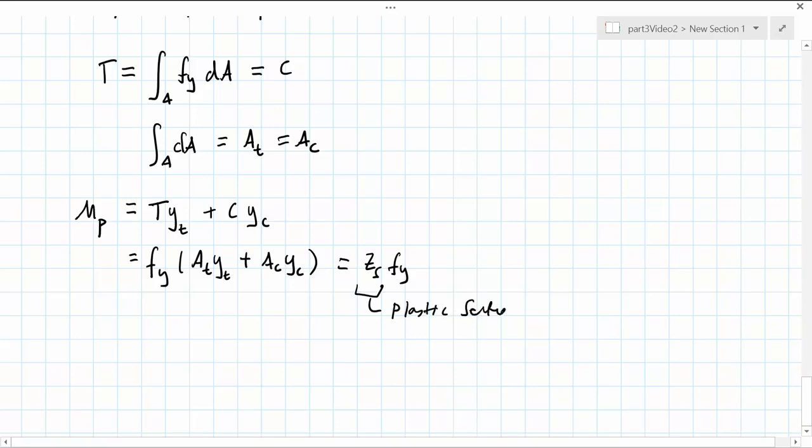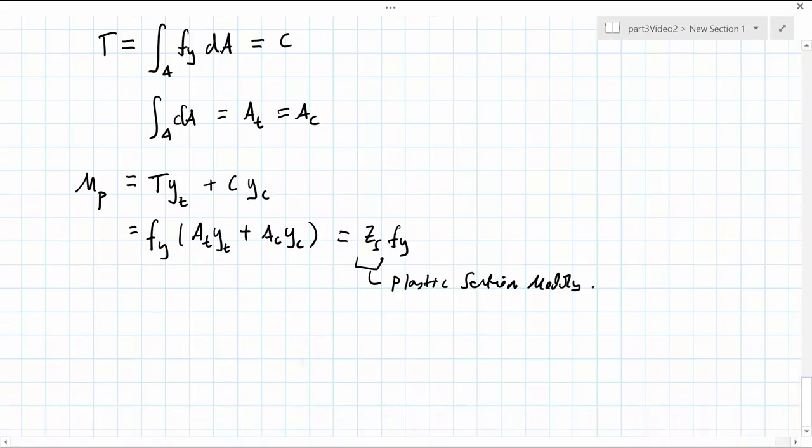section modulus. Generally, the plastic section modulus can be looked up in cross-section tables, or it can be manually evaluated as shown here.